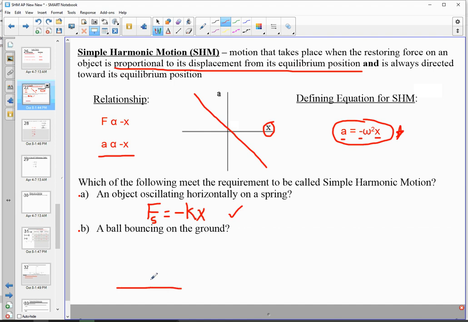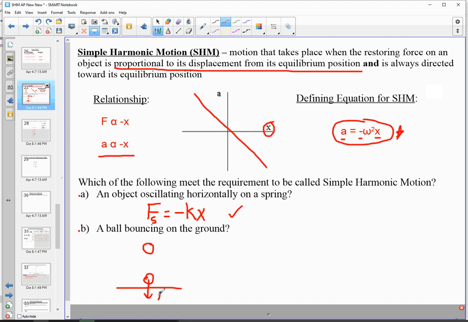What about a ball bouncing on the ground? So if a ball is bouncing on the ground, it's going up and down, and occasionally it's down there, and occasionally it's up here at the top. Is the restoring force proportional to the negative of the displacement? Well, when it's displaced in the positive direction, the force is in the negative direction, so that's good. But the bad part is, what is the force?